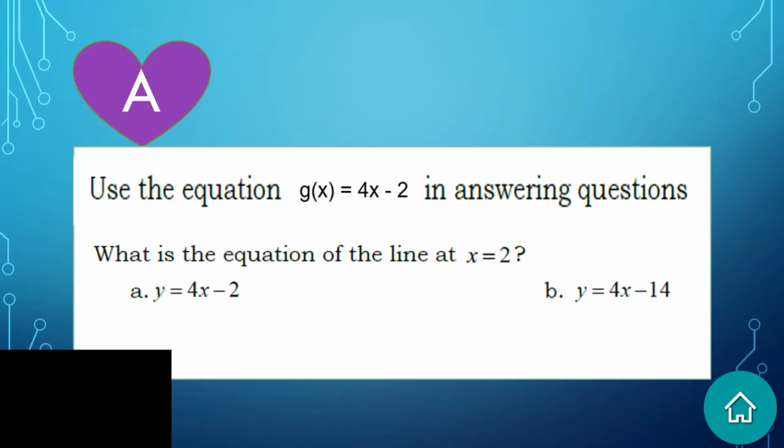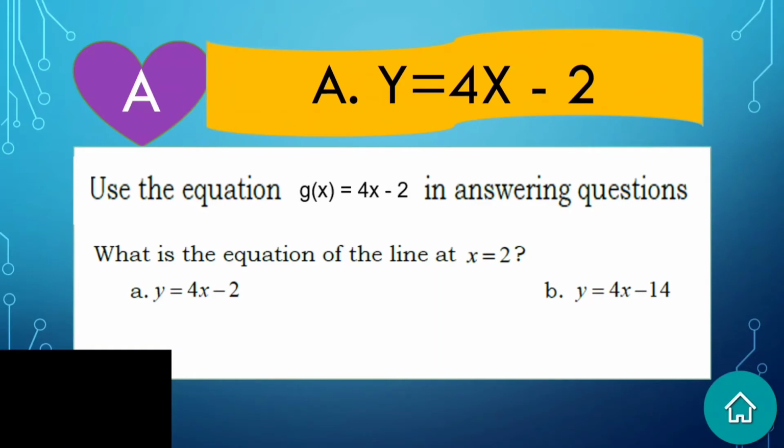Okay, so let's reveal the correct answer in this question. So the answer is A, y is equal to 4x minus 2. Did you get it? Okay, I hope you got the correct answer in this activity. So let's proceed to the last letter.